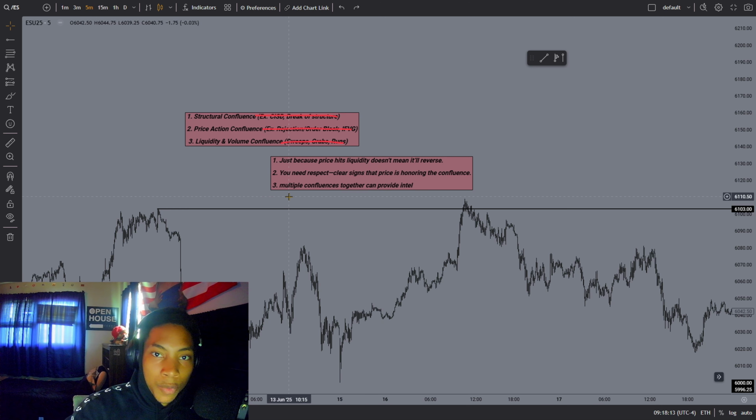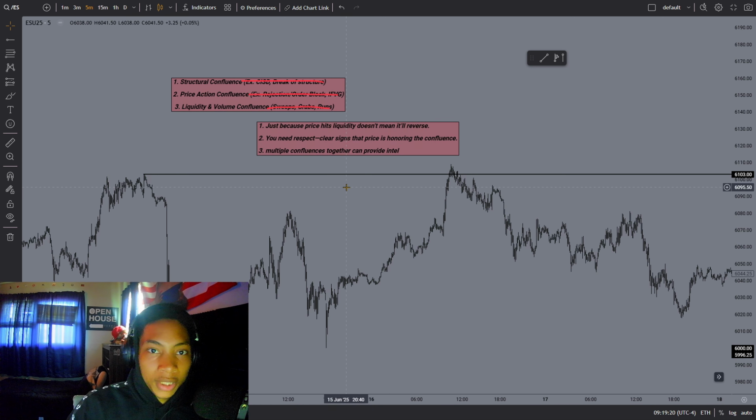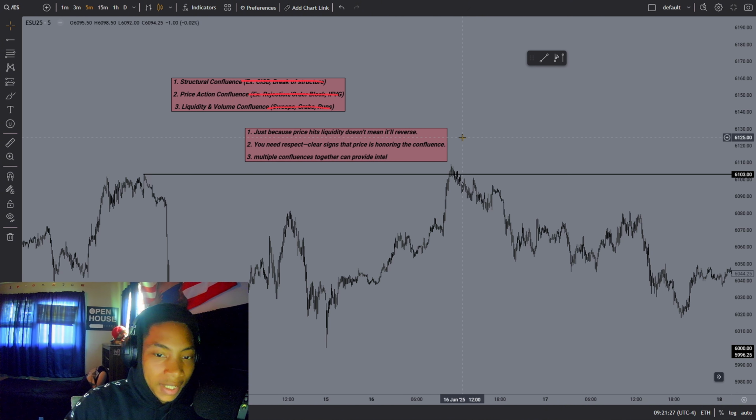And the last key takeaway here is going to be multiple confluences together can provide intel. So in order to build a trading strategy, you need multiple probable confluences together that can provide intel and work for you as well. So you need to make sure that you're doing backtesting to see if these confluences work for you. And you also need to have an extensive understanding of the confluences that you're using in the market. So backtesting is definitely going to help you with that. So definitely make sure to take these key takeaways and remember them because they can generally help you in the long run with your trading journey.